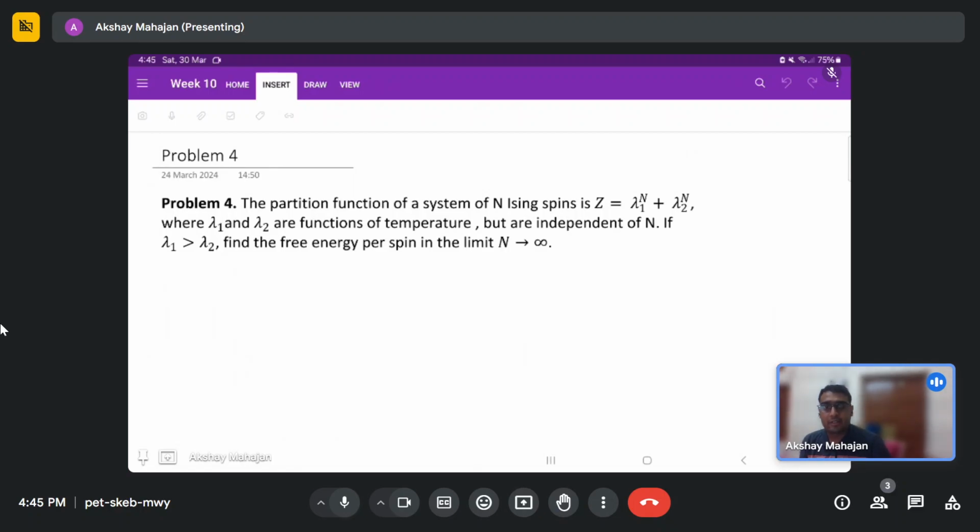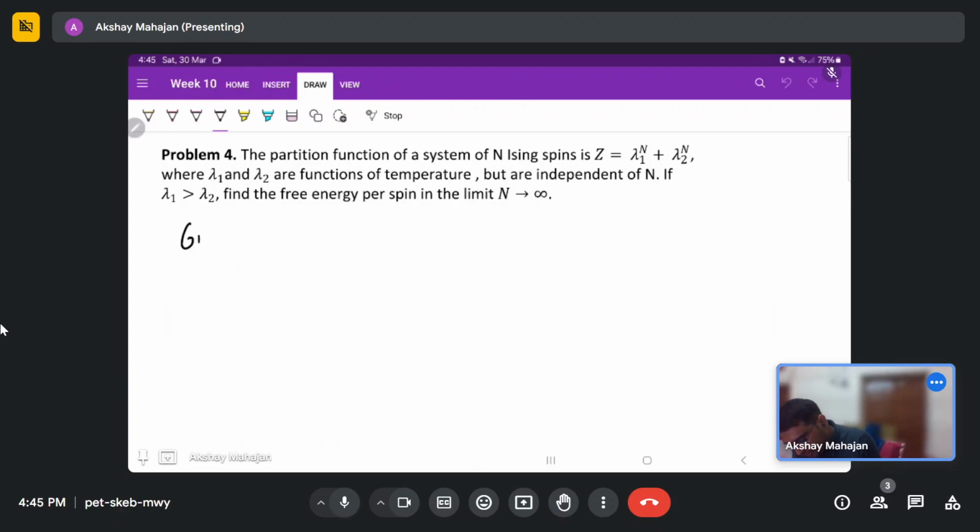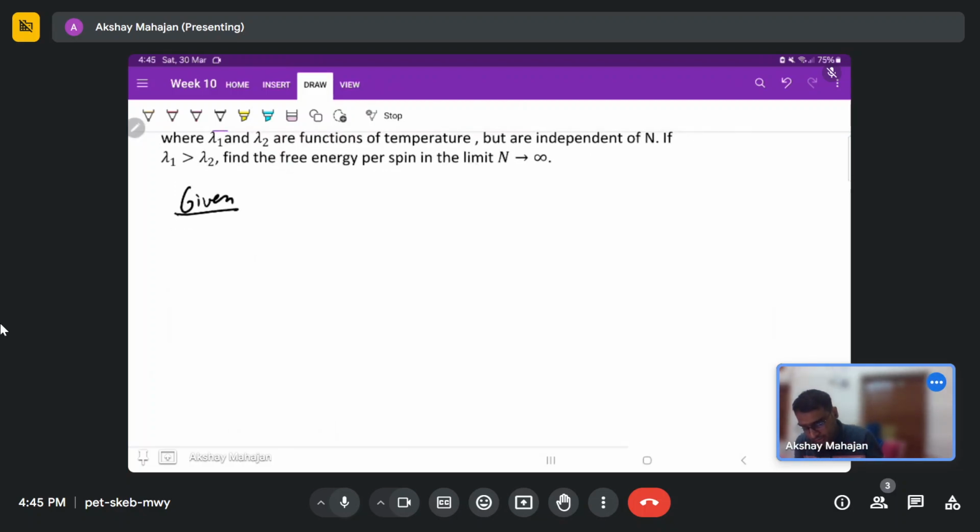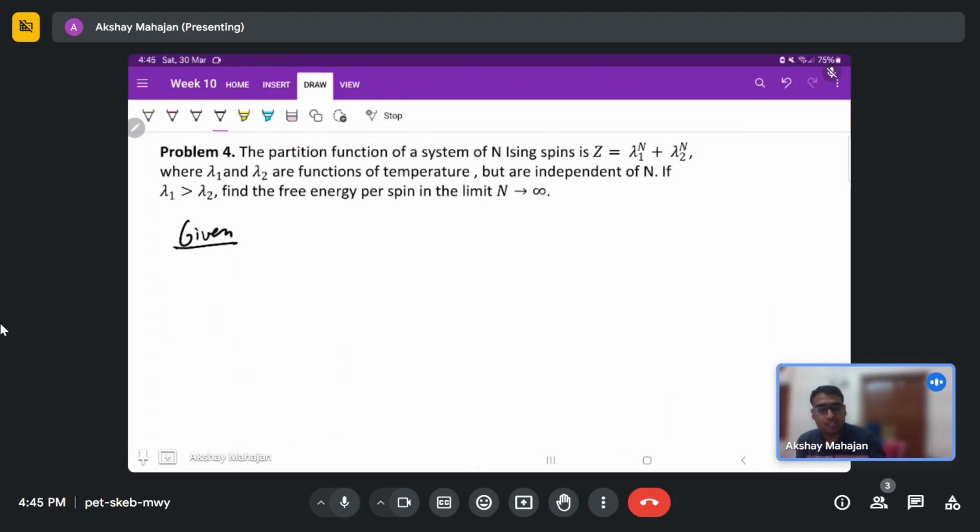Now if lambda 1 is greater than lambda 2, find the free energy per spin in the limit that n tends to infinity. So this is our problem. We have to find the free energy per spin. Okay, and partition function is already given to us, so we have the relation between free energy and partition function that we have to use, and the condition is given to us that we have to consider that lambda 1 is greater than lambda 2, and we have to find it in the limit n tends to infinity.